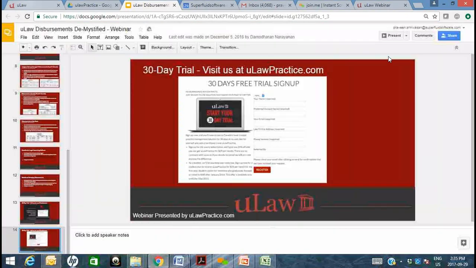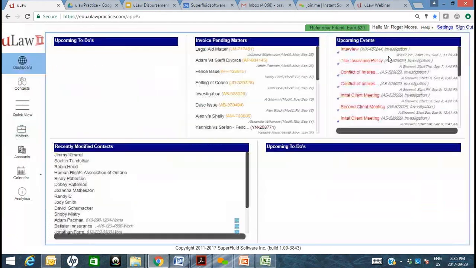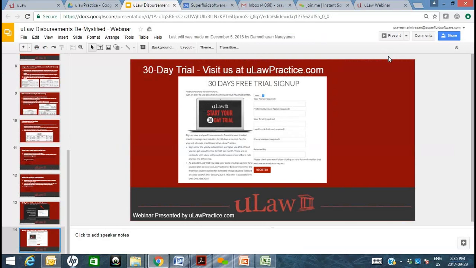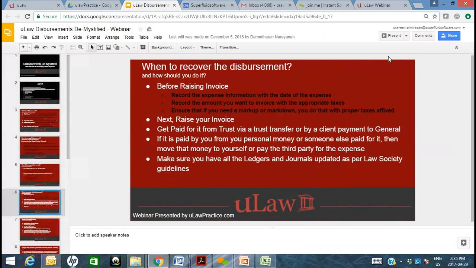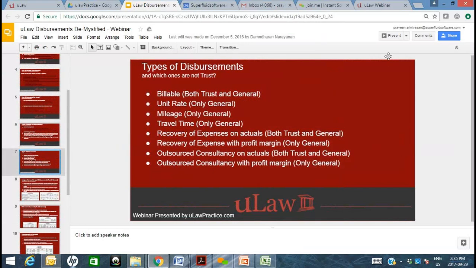Okay, now switching gears, I'm going to be using one of my playground accounts that I constantly use for demonstration purposes. Let me go back to that particular slide that we spoke about, that we would probably use. So this is a slide which really highlights the different types of disbursements.